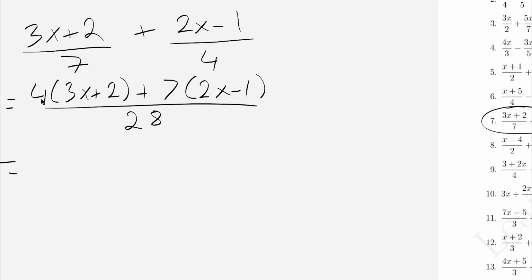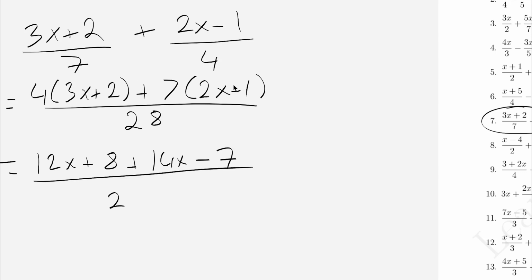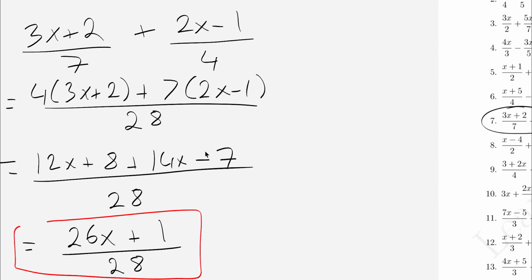Working out our multiplication, 4 by 3x, so that's 12x, plus 4 by 2 is 8, plus 7 by 2x, 14x, minus 7 by 1, 7, all over 28. And tidying this up, we can add our like terms, so 12x plus 14x will be 26x, plus 8 minus 7, 1, all over 28. And this is our solution this time.